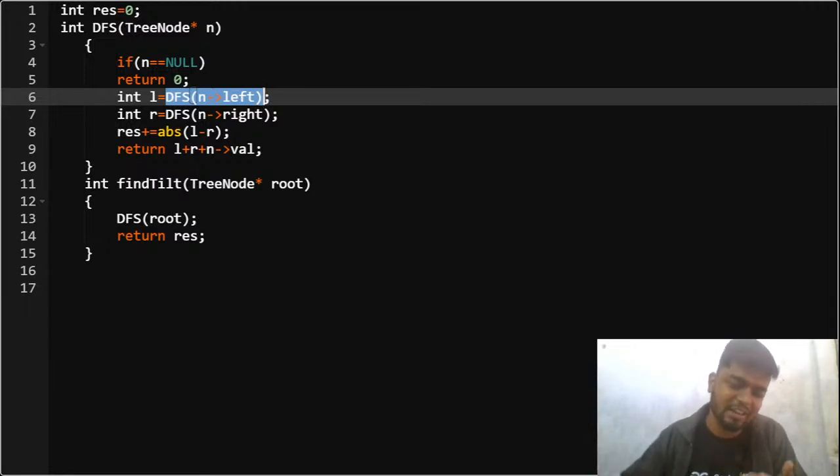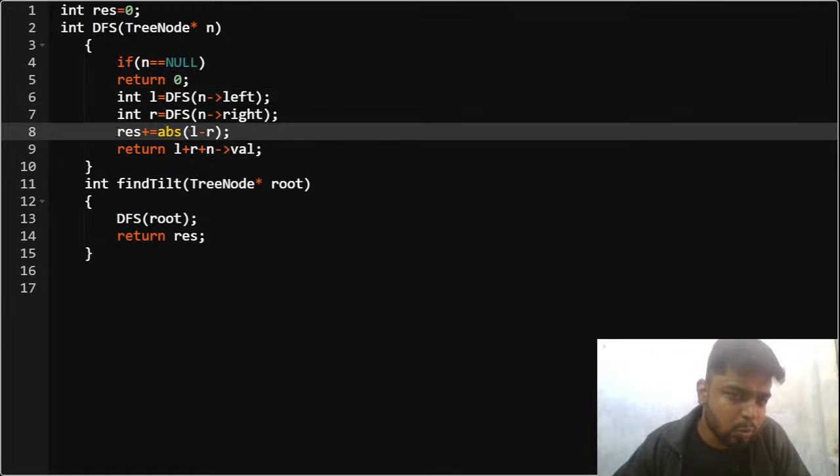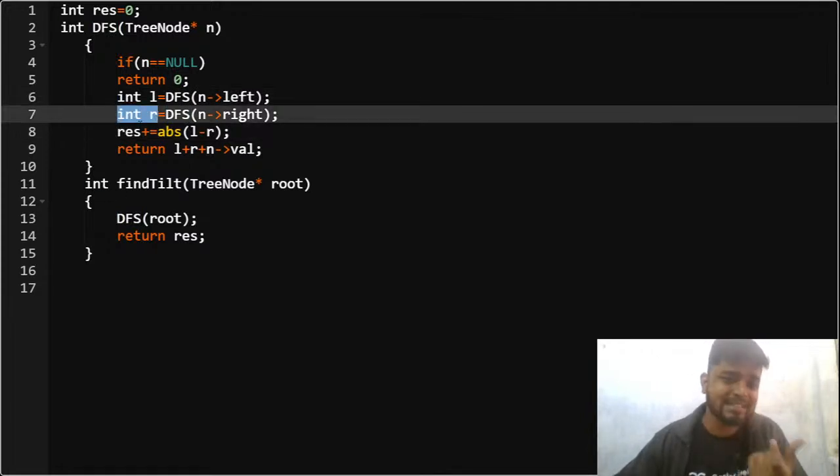So for calculating the left subtree, I'll be calling this DFS function for the left part. That is how you do a pre or post order traversal, that is, first of all left, then root, and then right. After that, you calculate the right subtree as well for that particular node using this function, that is DFS of n right and left.